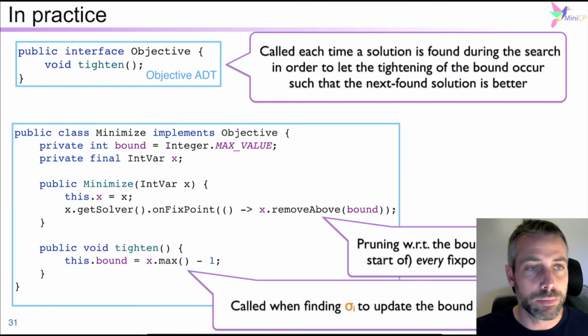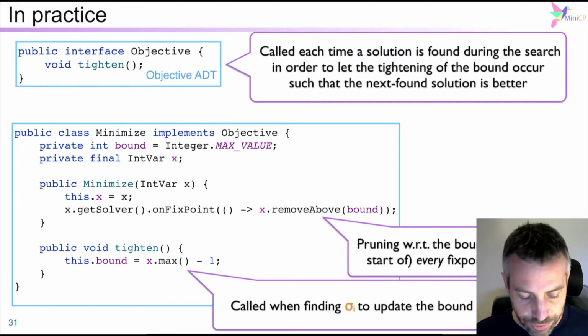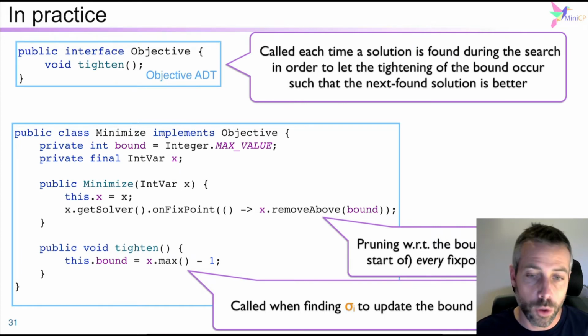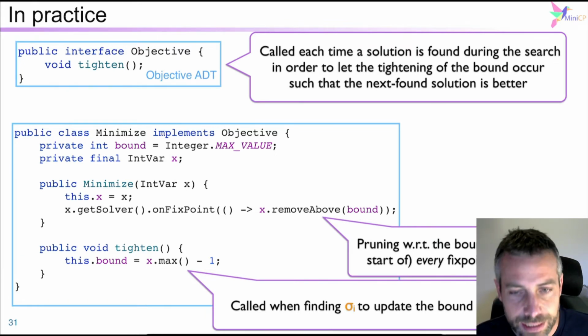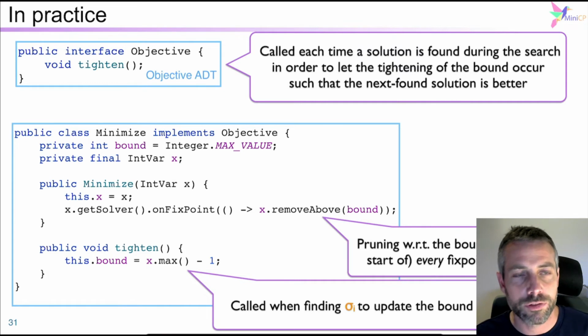In terms of implementation, if we look at how it's done internally in MiniCP, we have an interface called Objective. And the objective has only one method, Tighten. Tighten is supposed to be called whenever you find a feasible solution, and you make sure by calling Tighten that the next one that you find will be improving that one. You see that this interface is completely independent of constraint programming. There is just one method there.